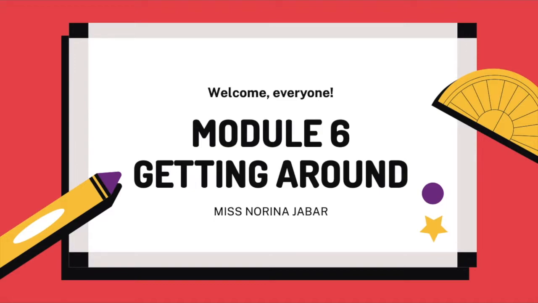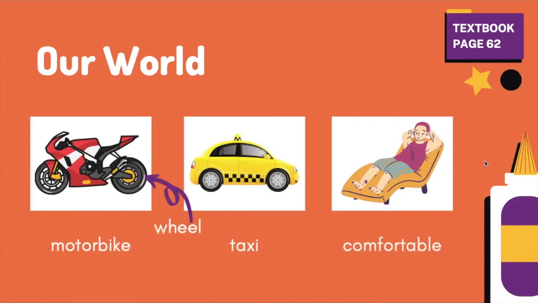So let's start with today's lesson, shall we? Let's look at your textbook, Module 6, Getting Around. First of all, let's learn some words for today. Let's look at your textbook, page 62, Our World.